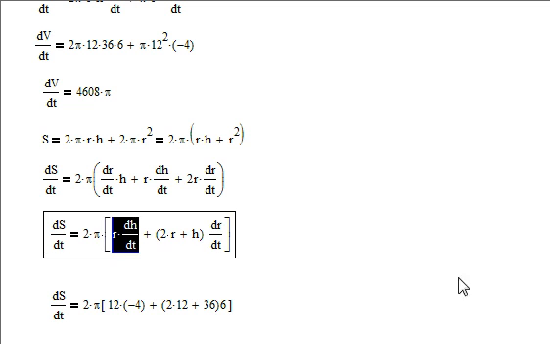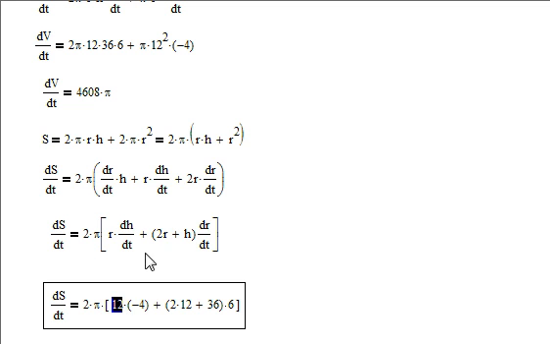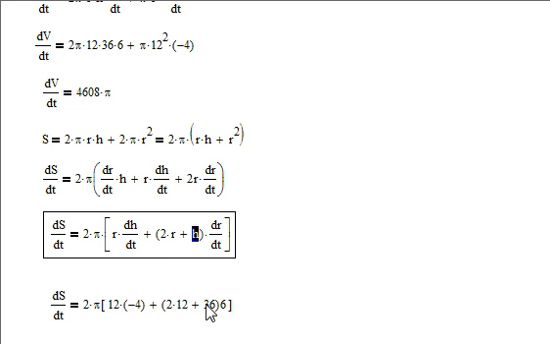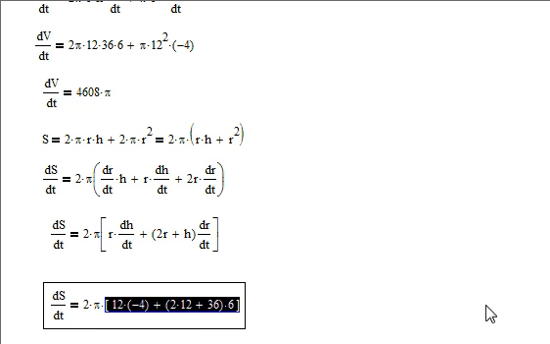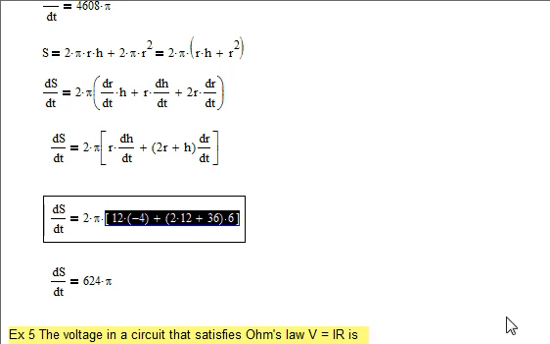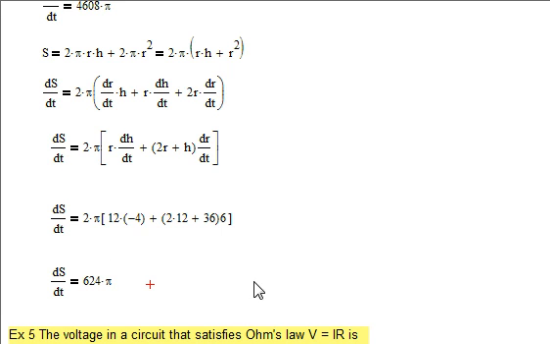And these are easily filled out. We know the radius at the time is 12, the change in the height is negative 4. Twice the radius is twice 12, the height at that time is 36, and the change in the radius with respect to time is 6. So multiplying all this out and then multiplying that by 2 pi, the surface area is changing by 624 pi at that moment.